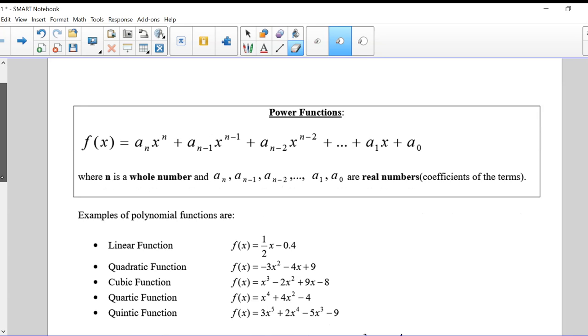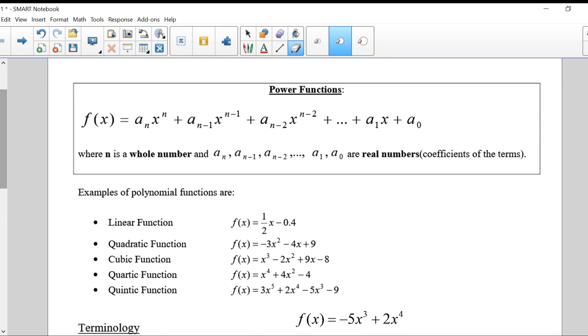All right, so n is a whole number, as it says right there. And the coefficients are real numbers. Coefficients of each of these terms are real numbers. So the coefficients can be negative, they can be fractions, they can be a whole bunch of things, but the exponents are always whole numbers, and that's the point about polynomials.